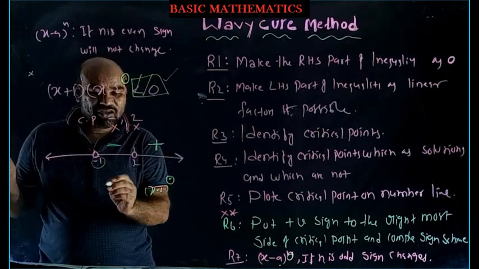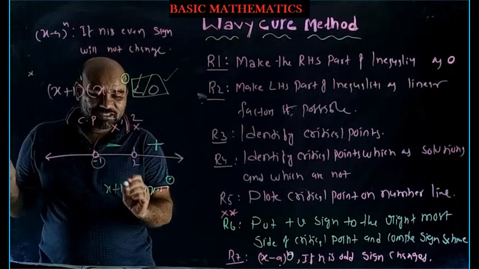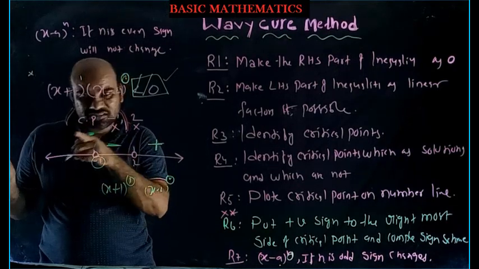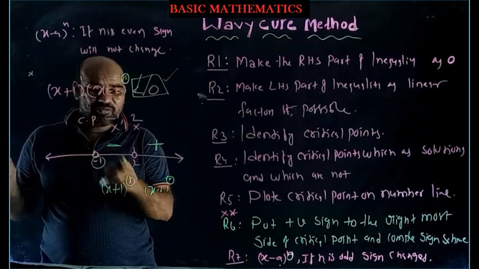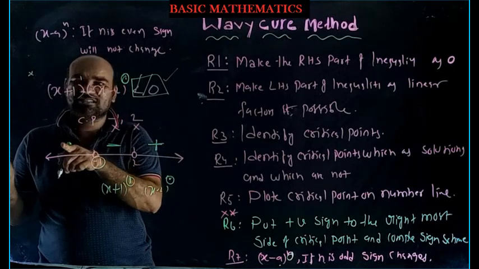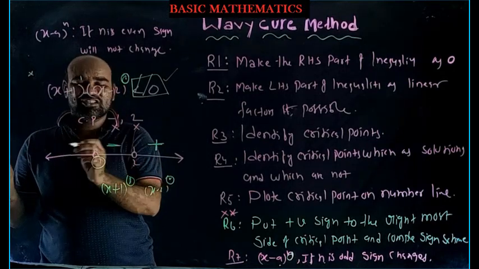This is a zero of the polynomial, x plus 1 only. If the x plus 1 exponent is even, minus carries minus. Odd means minus gives plus. So here it is odd only, so the sign will change, to plus.